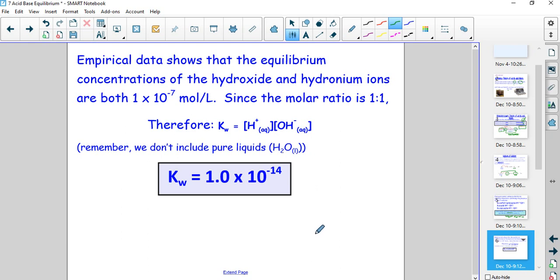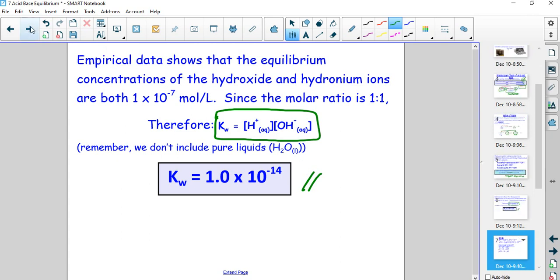So empirical data shows after much experimentation, throughout the world, it's been agreed upon that the Kw value, which is represented by this expression, right? The auto-ionization of water, represented in an equilibrium expression as Kw, has a constant value of 1 times 10 to the negative 14, again, at a given temperature. Okay, so this value is important, one of constant value that you will need to know.